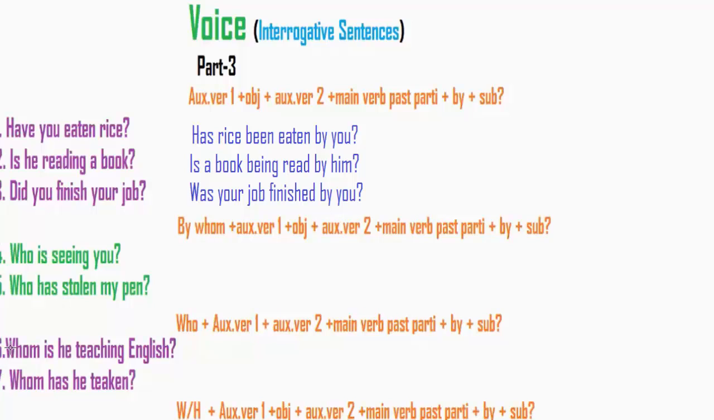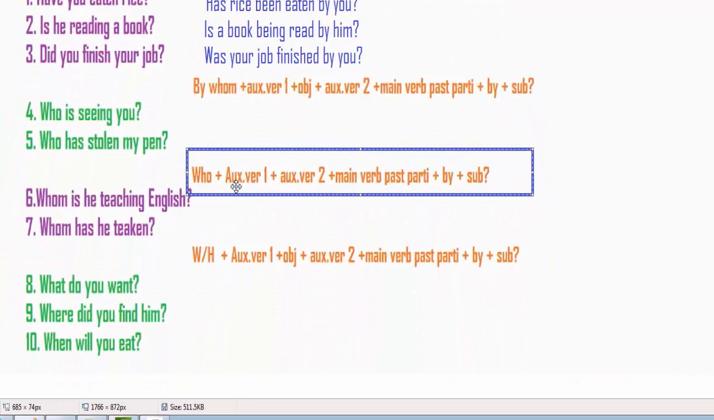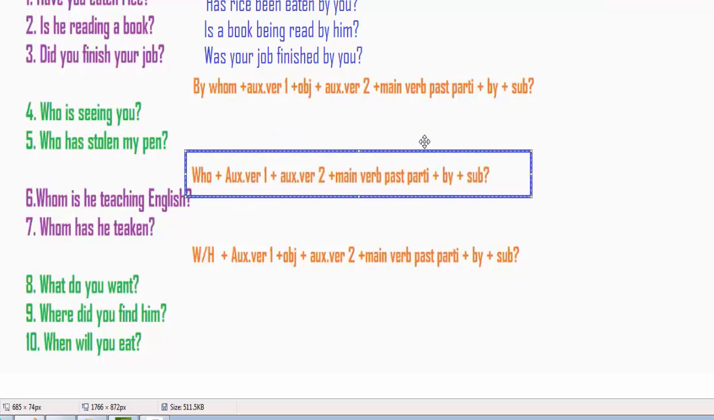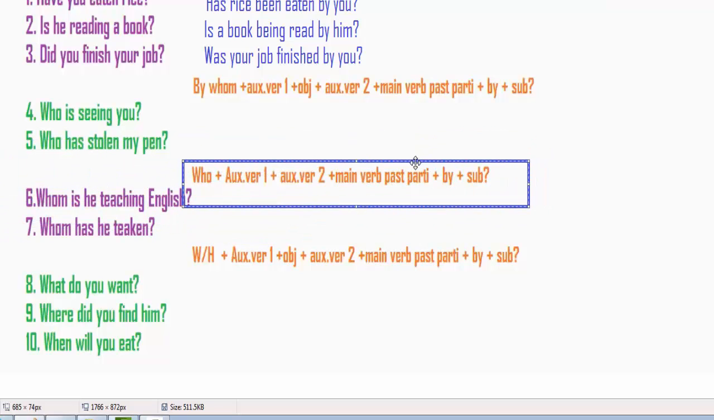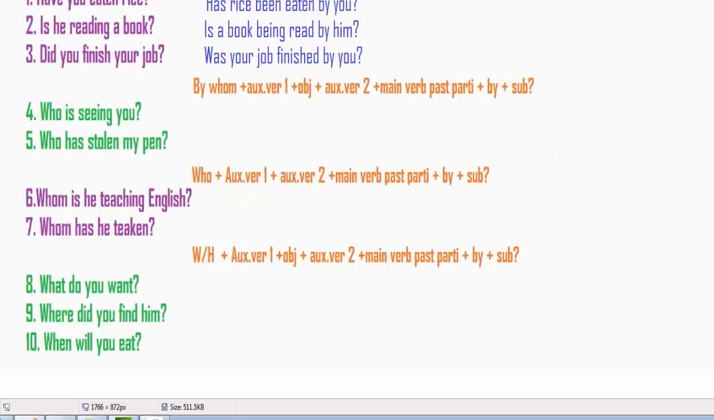Next, if the sentence begins with whom, how can we turn it into passive form? Then the passive form will be according to this rule: who, auxiliary 1, auxiliary 2, main verb past participle, by plus subject. This is the basic form to turn active into passive. Okay, I can solve it.